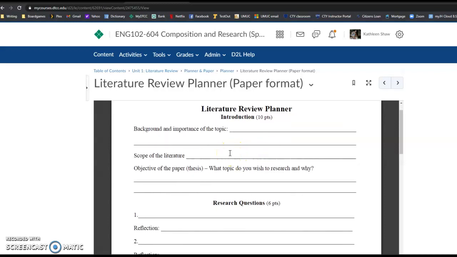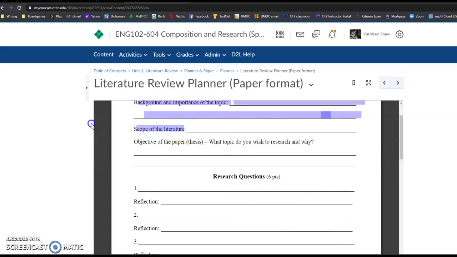So, just to go over these different questions, the background and importance of the topic. Here you're going to explain in a couple sentences a little bit about the topic, especially if people need to know something about it, they may not be aware, and why it is an important issue to delve into right now.